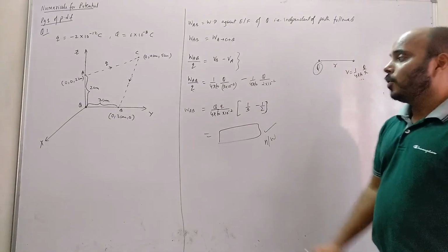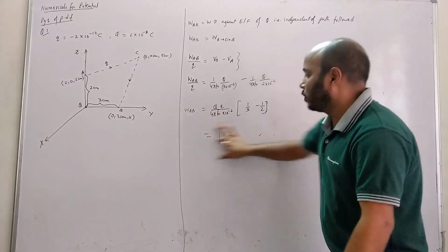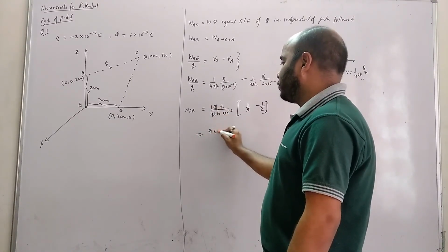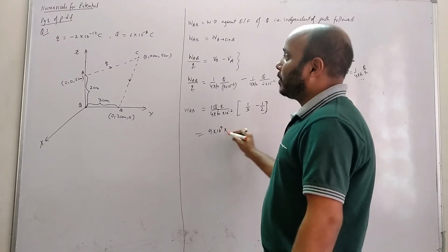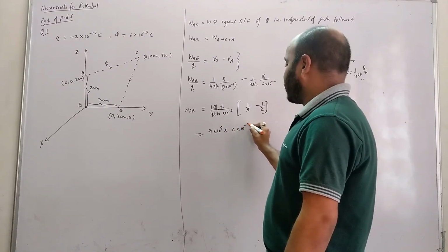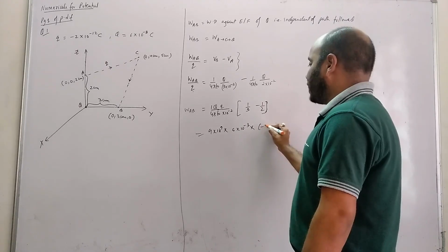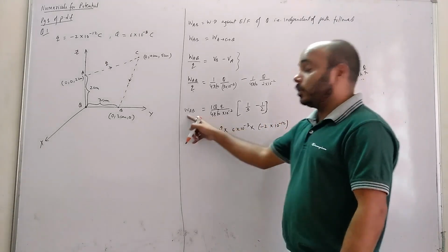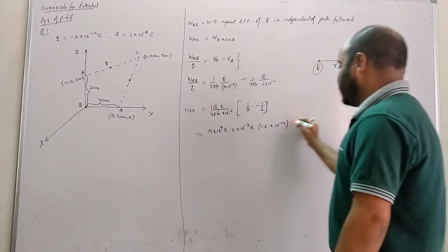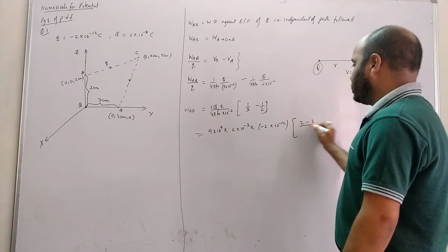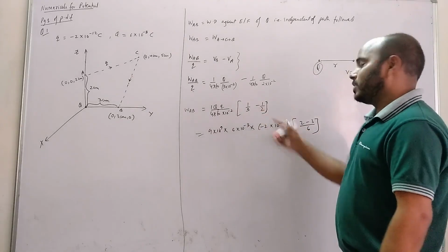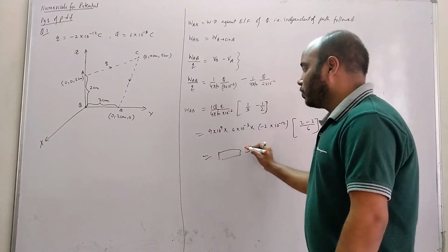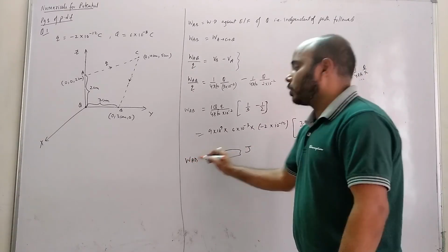Okay, 1 by 4 pi epsilon. Let me substitute more values. What is 1 by 4 pi epsilon? 9 into 10 to the power 9, into what is capital Q? 6 into 10 to the power minus 3. What is small q? Minus 2 into 10 to the power minus 12. Minus we have to take now because we are finding the work done. It's a scalar quantity. Divided by 2 minus 3 by 6. 2 minus, taking the LCM. Okay, you will get the answer. The answer you will get in Joule because everything is in SI unit. So we got the work done expression.